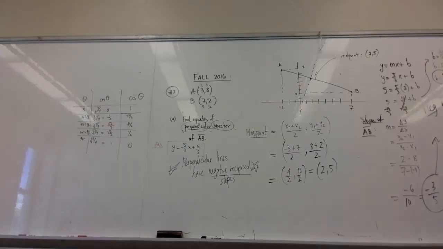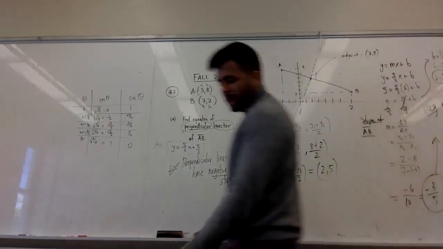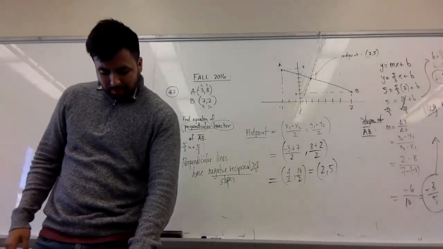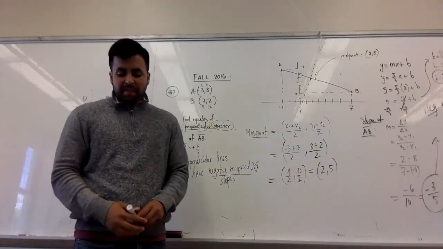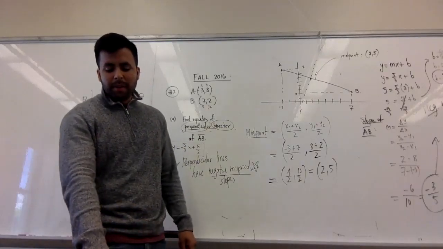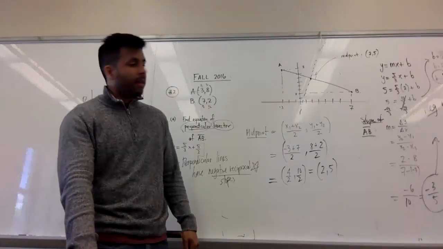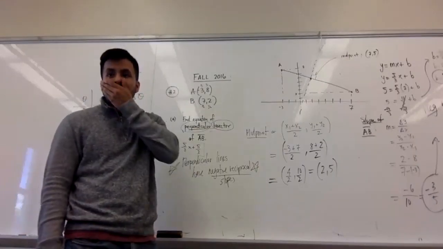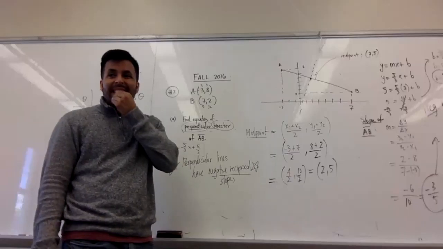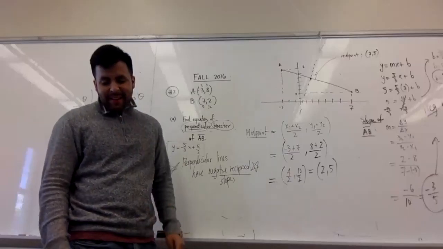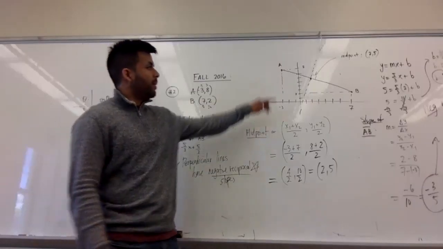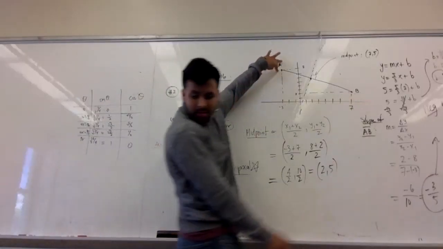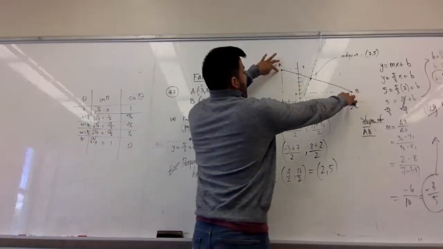Wait, before we go on, let me just complete this. There's a part B to it, and this is with circles, right? Okay, so it says find an equation of the circle that has points A and B as endpoints of a diameter. Now, what does that mean? Can you reread the question? Find an equation of the circle that has points A and B as endpoints of a diameter.